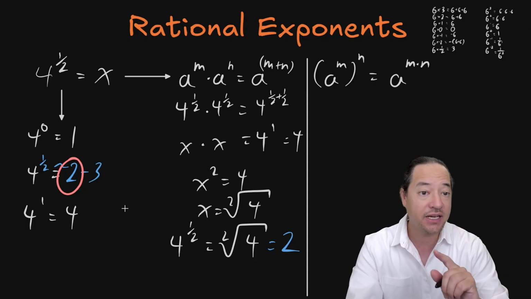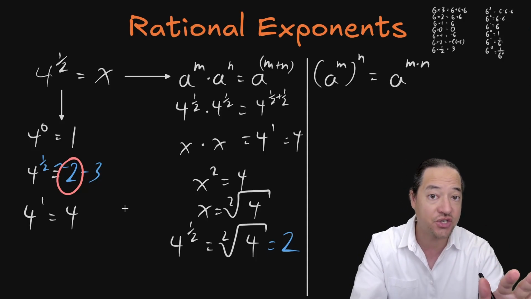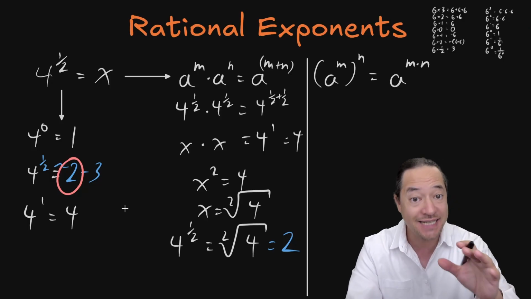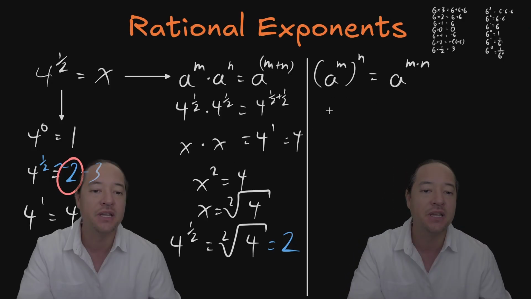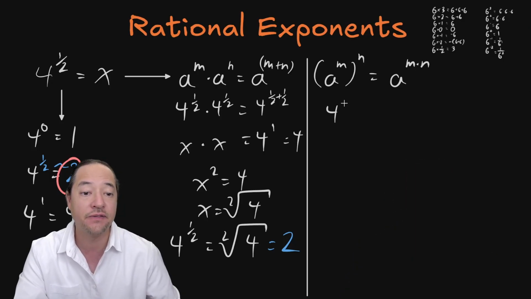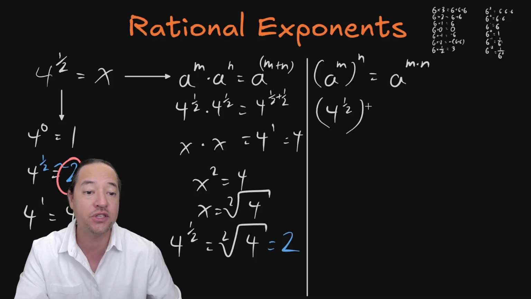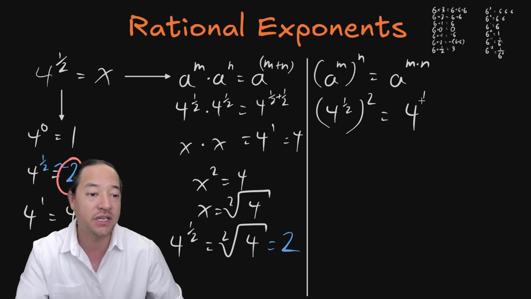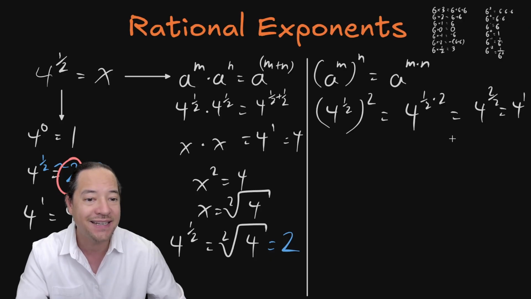And now let's check it again with this other exponent rule for adapting it with rational numbers. So let's try again 4 to the 1/2, and what I'm going to do is square it. If I square this, I should get 4 to the 1/2 times 2, which is just going to be 4 to the 2 over 2, which is just 4 to the 1, right? So this is just 4.